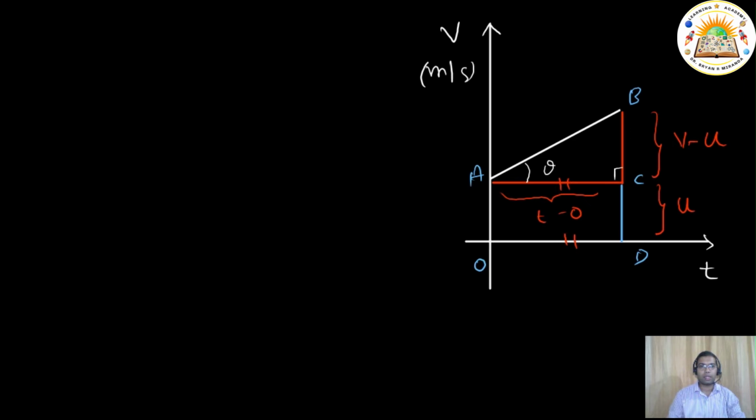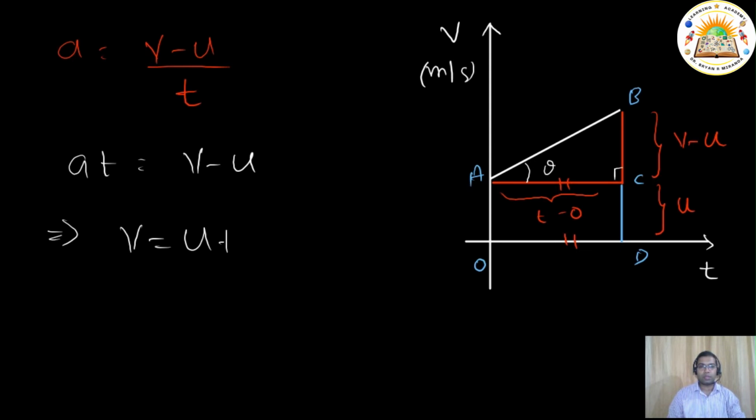So we can go ahead and write it like this. A is equal to (V minus U) by T, or AT is equal to V minus U. That implies V is equal to U plus AT. Now this is the first equation that is there.